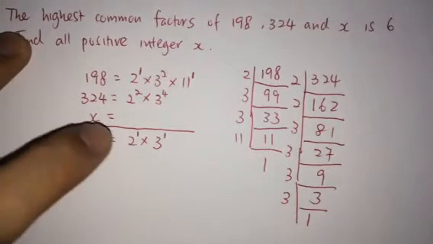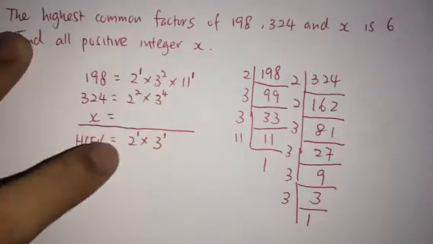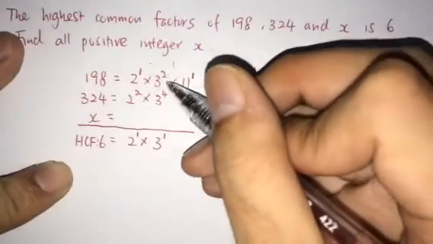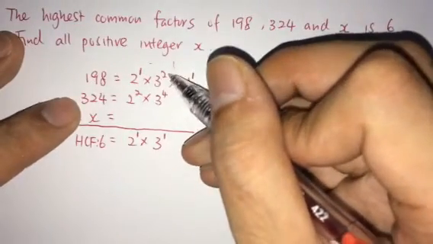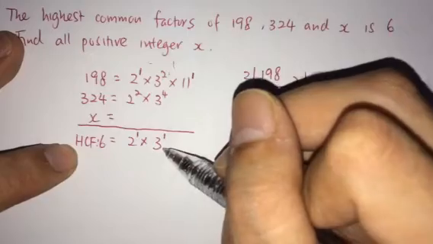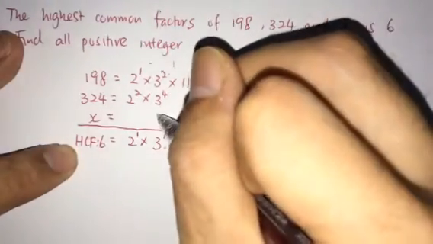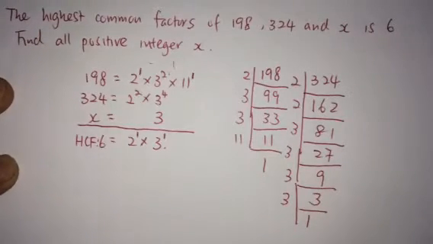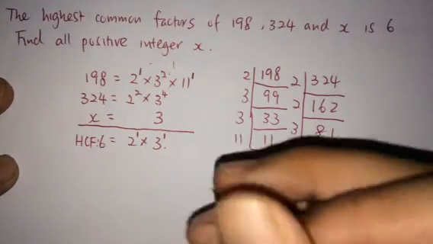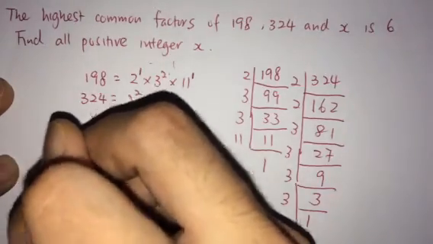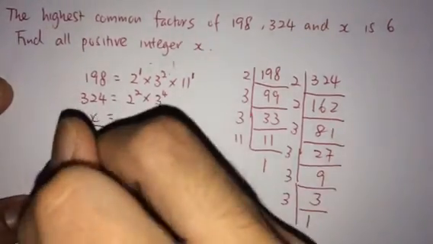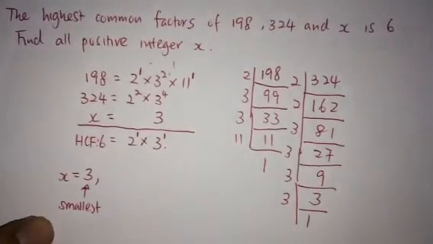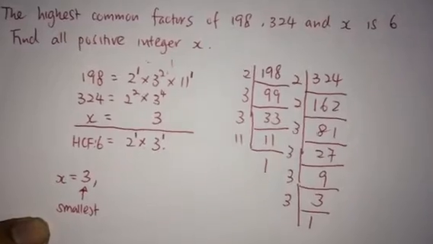But if you look at the second row, this row here, we can actually see that the lowest power of these two numbers is 3 squared, but my HCF is actually 3. This means that x must contain 3. So in this situation, one of the possible values of x is 3, and this happens to be my smallest possible value, since we need this 3 here in order for the whole question to make sense.